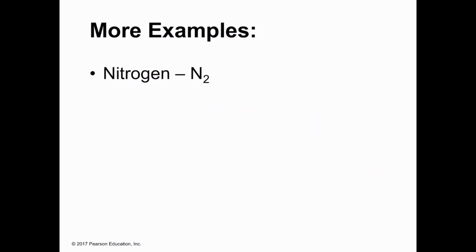One more, last one. So this is nitrogen. So again, we're going to put it side by side, and we figure out how many electrons we have to use. So there are 2 nitrogens. So we have 2 times 5 valence electrons. So we have 10 electrons to work with.